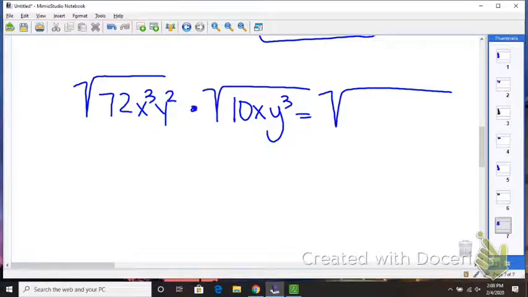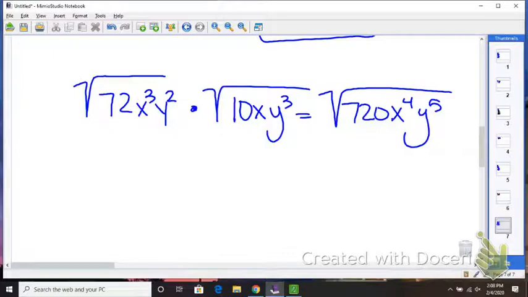So what do I have for my number part? What's 72 times 10? 720. And then x to the what power? Fourth. Y to the 5th, right? Yep. Okay. Here's what you're going to want your calculator for.